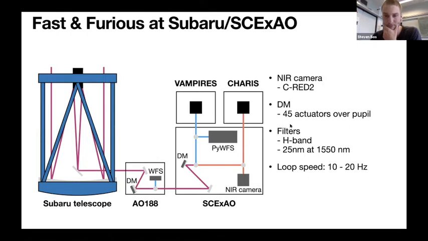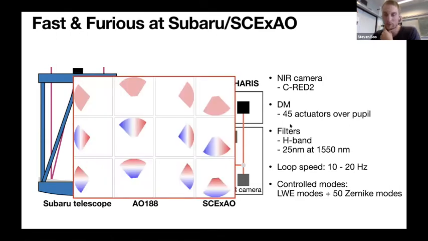And we generally have a loop speed of 10 to 20 hertz, and that's due to the current implementation of the algorithm. The controlled modes are firstly the low wind effect modes, which is a mode basis specifically designed to correct for the low wind effect aberration. It consists of piston, tip, and tilt modes for all 4 segments. And we also include the lowest 50 Zernike modes because we also want to be able to correct for low order quasi-statics.